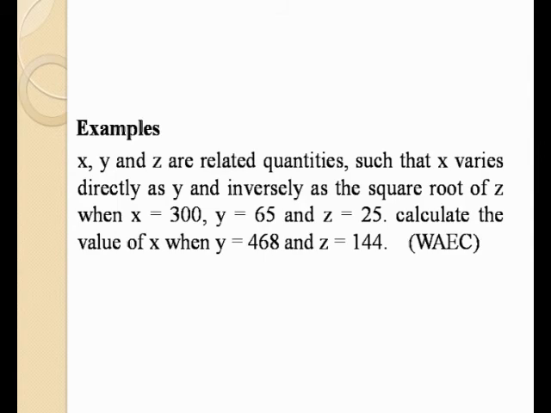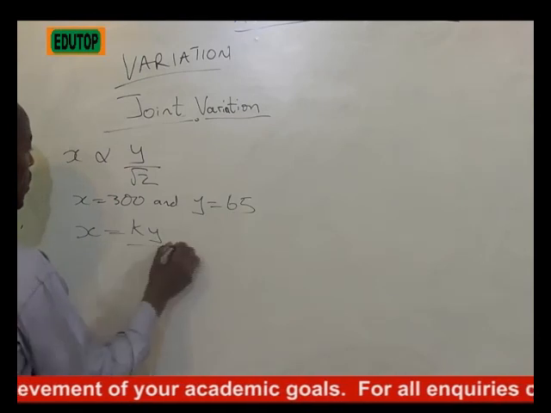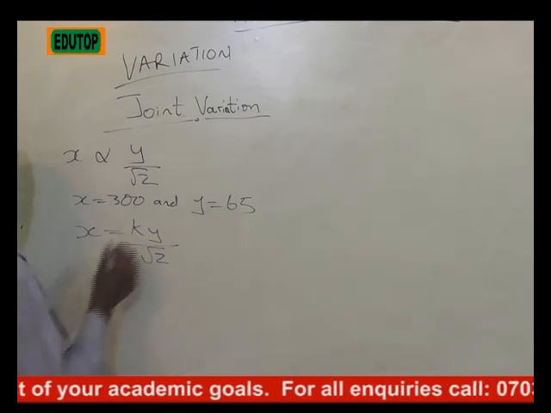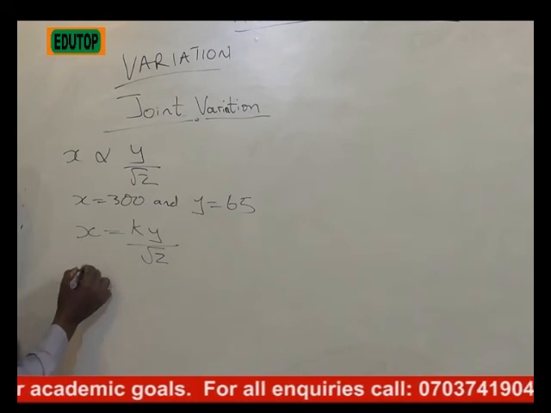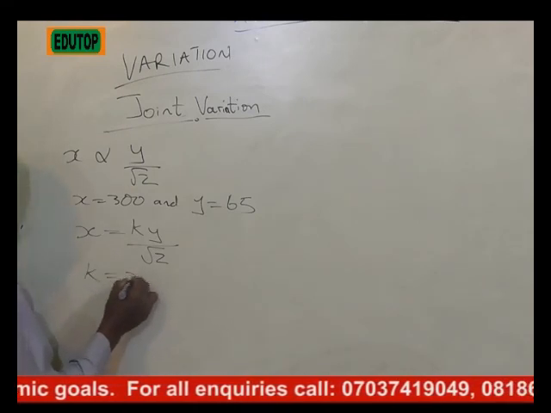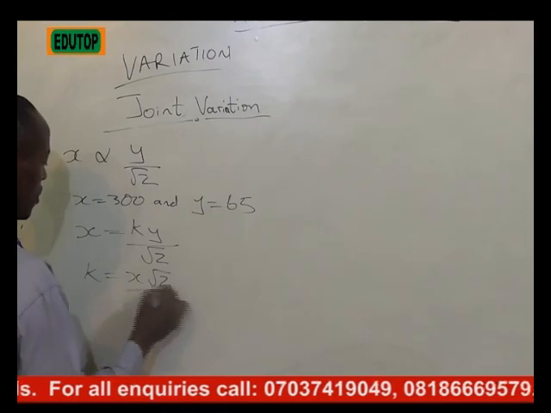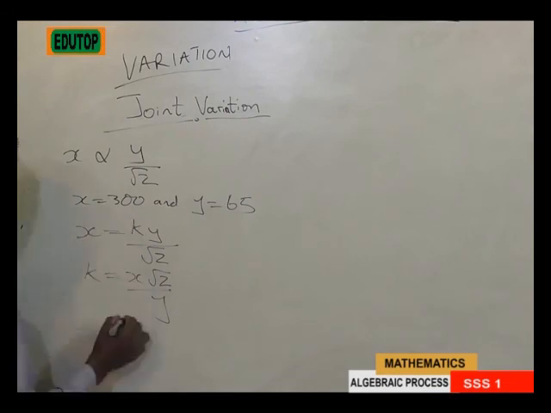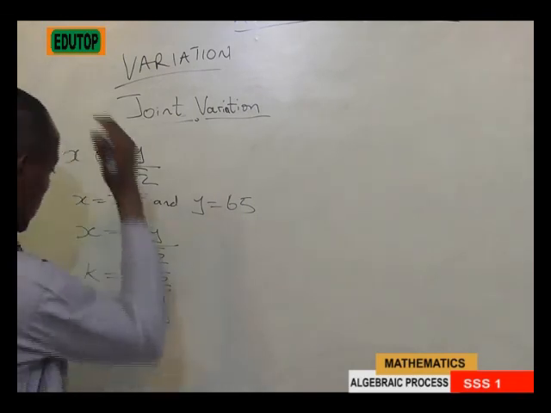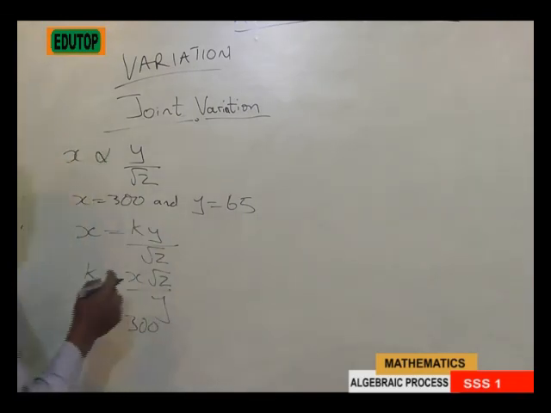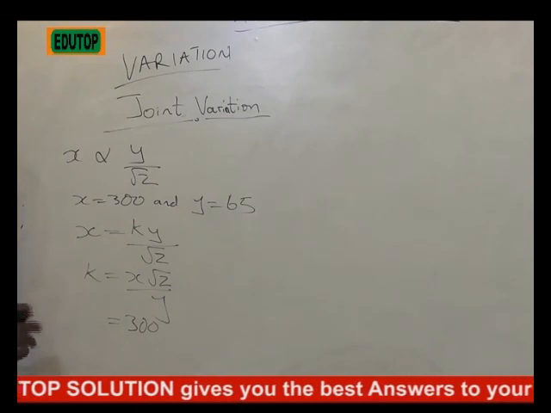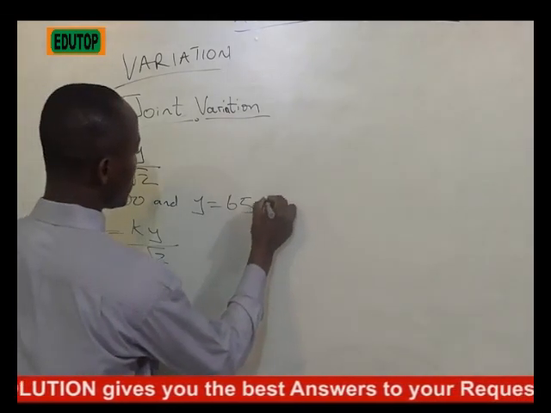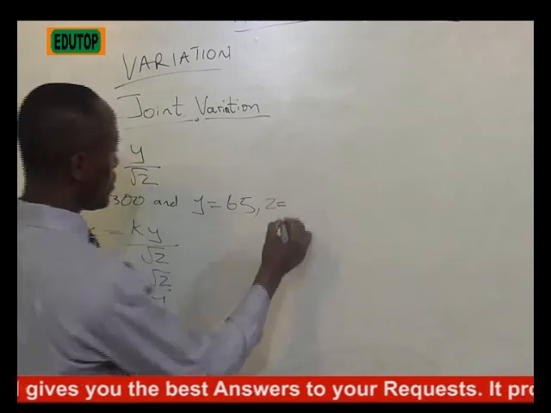So from this expression, we can easily say that x is equal to ky all over the square root of z. Now, to find the value of k, that will be k is equal to x root z all over y, which is equal to what? Our x is 300, our y, our z is 25.